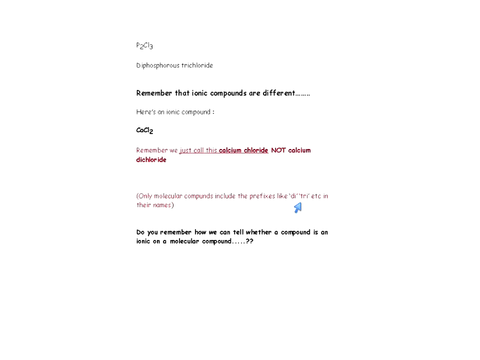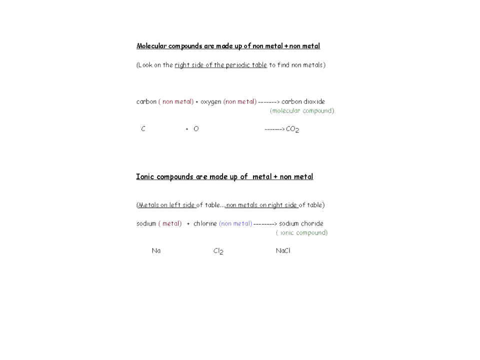Now, let's try to think about how we can tell, just by looking at the formula, whether it's an ionic or molecular compound. So let's just review. Molecular compounds are made up of nonmetals plus nonmetals. Now, do you have your textbook with you right now that you could look at the periodic table? Okay, so nonmetals are always found on the right-hand side of the periodic table. An example would be carbon dioxide, which is a molecular compound. It's made out of 2 nonmetals. First is carbon.